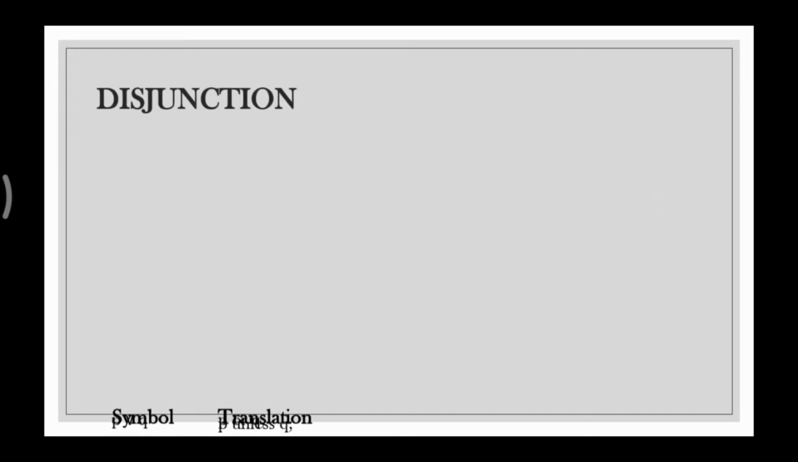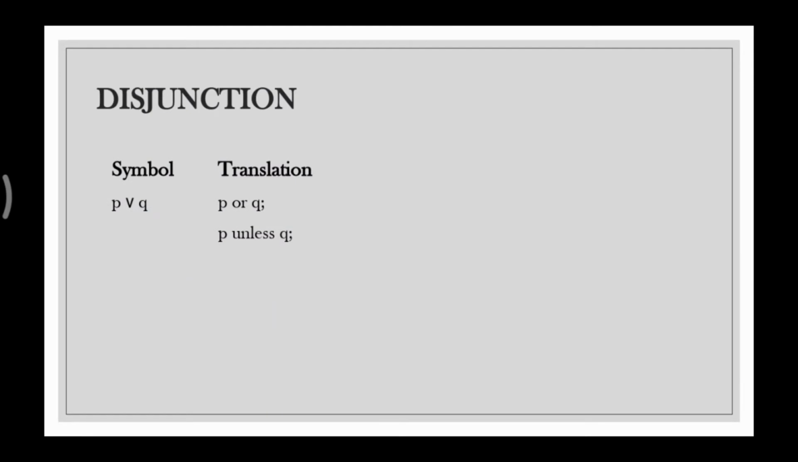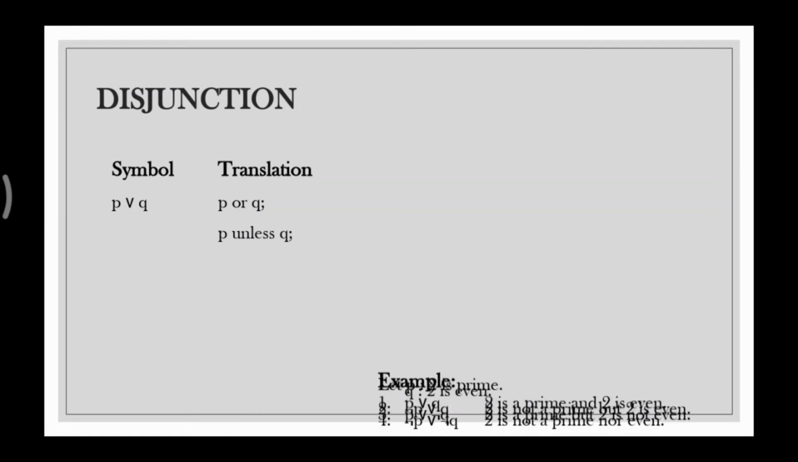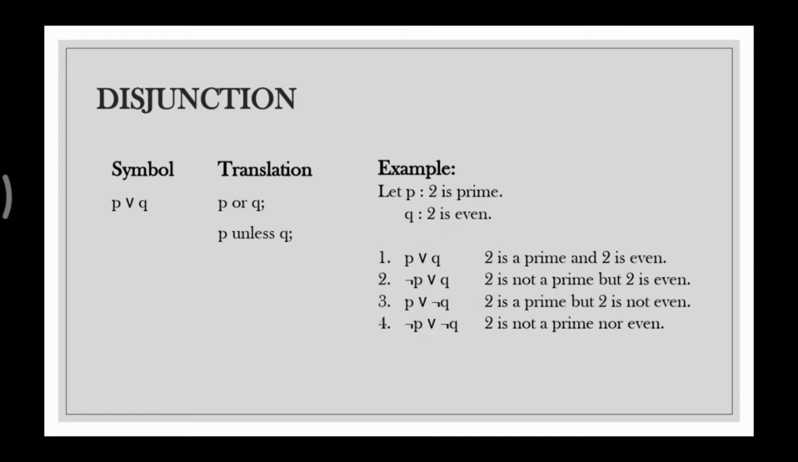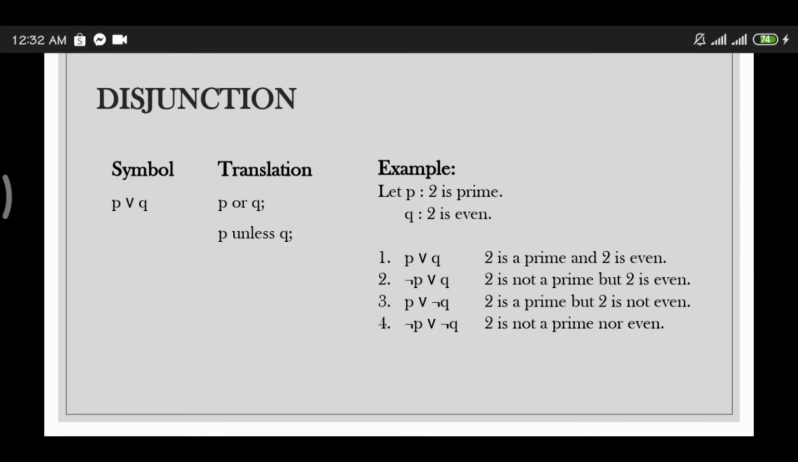Disjunction. The symbol of this is read as P or Q, P unless Q. Example: let P be the proposition 2 is prime. Let Q be the proposition 2 is even. And number 1, P or Q: 2 is a prime and 2 is even.